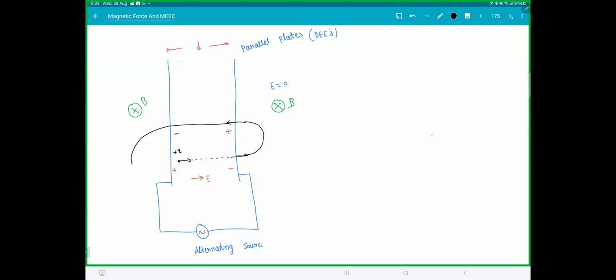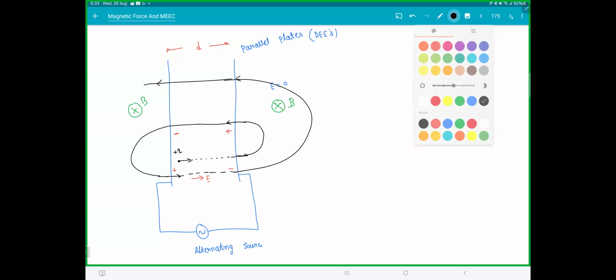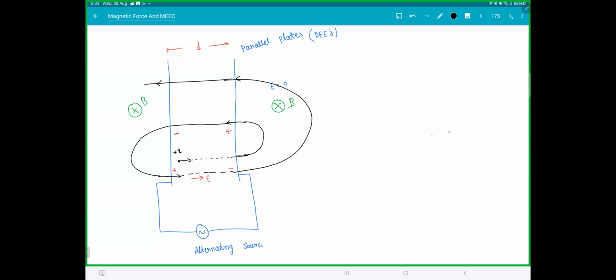And this time again, it will come out, with a much higher speed, and it will go in a bigger circle. Again, it goes inside. Again, we flip the field. Again, it goes in a bigger circle. So every time it goes between the plates, the speed will keep on increasing, and every time it comes out, it will come out with a higher speed. It will go in a bigger and bigger circle. So the catch is this. That is how you can keep on increasing the speed.